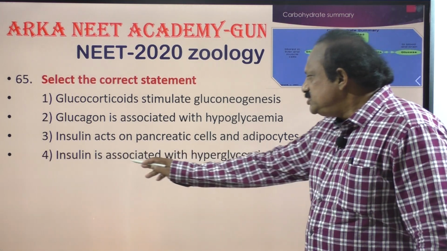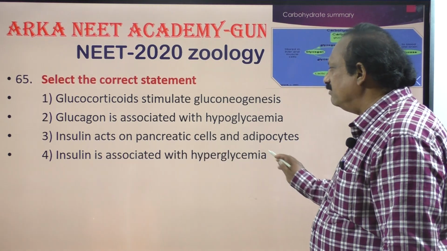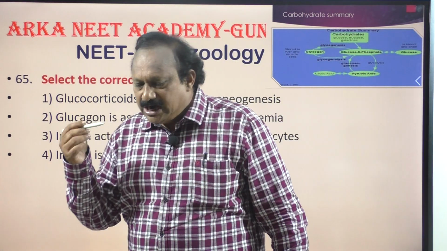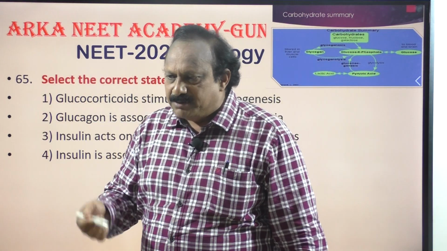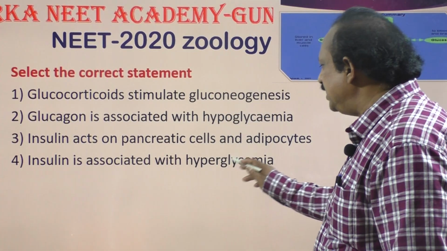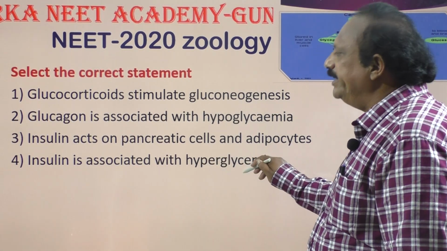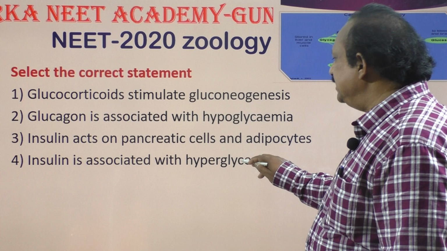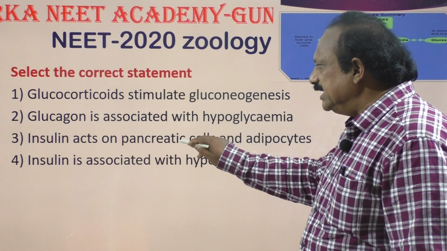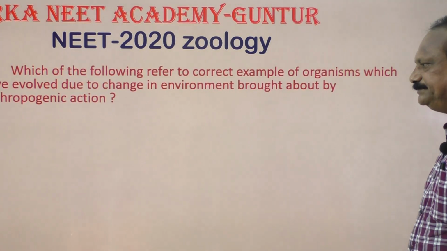The next one, insulin is associated with hyperglycemia. This is the wrong one. Hypoglycemia. The under level of the glucose in the blood is called hypoglycemia. So insulin is associated with hypo; hyper is the wrong word. Here hyperglycemia is wrong, and pancreatic cell is wrong in this sentence. Therefore, the first option is the correct answer.